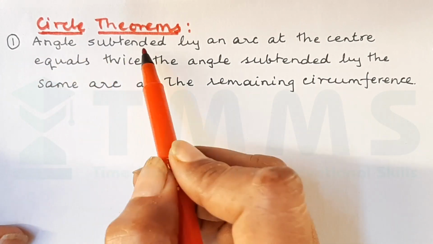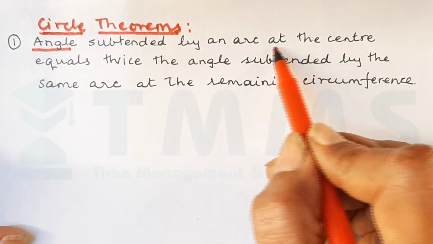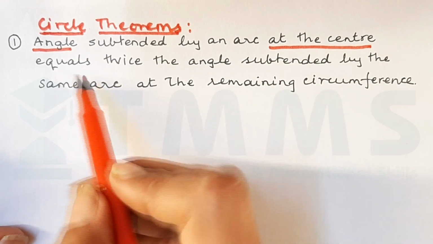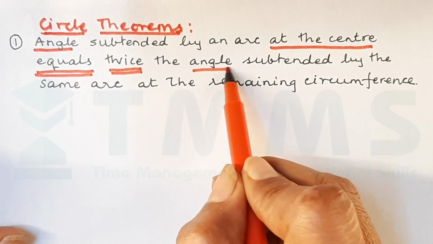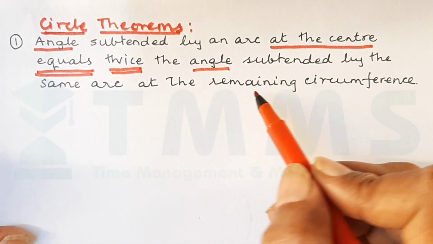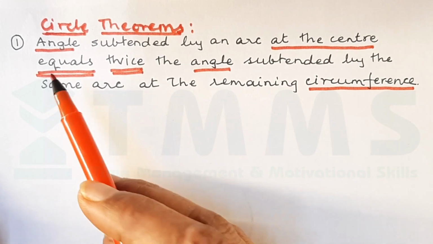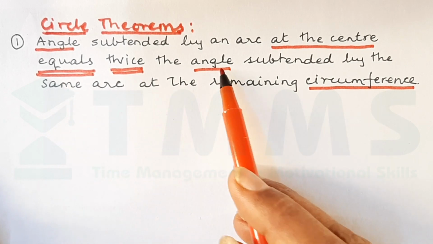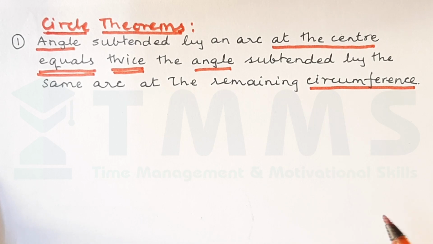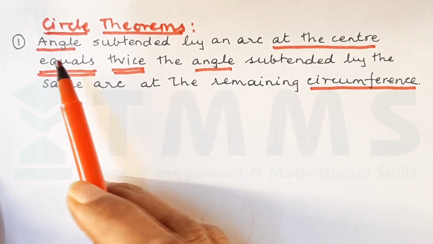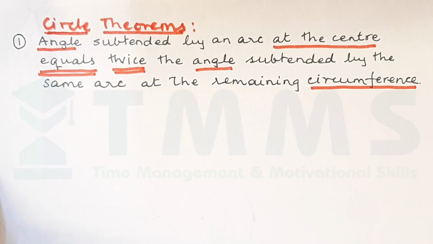So we come to the first theorem statement. Theorem number 1 says: the angle subtended by an arc at the center equals twice the angle subtended by the same arc at the remaining circumference. These are the keywords. So how would we remember this? Angle at the center equals twice the angle at the circumference. This will be a shortcut. Now note it down so that you remember this by heart. It's a very simple thing. What does it say? Angle at the center equals twice the angle at the circumference.